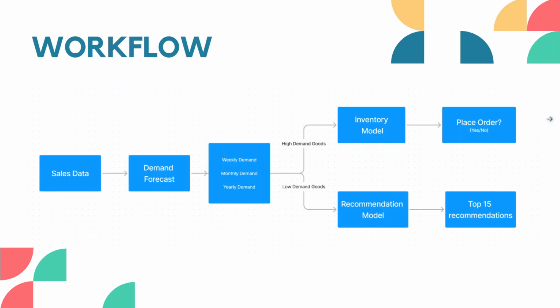This is the workflow of the project. First, we will send in the sales data into the demand forecast model. It will give us weekly, monthly, and yearly demand. This is then separated into high demand and low demand goods. The high demand goods is fed into the inventory model, and low demand goods is fed into the recommendation model. The inventory model will tell us if an order is to be placed or not, and the recommendation model will give us the top 15 recommendations for that particular customer.